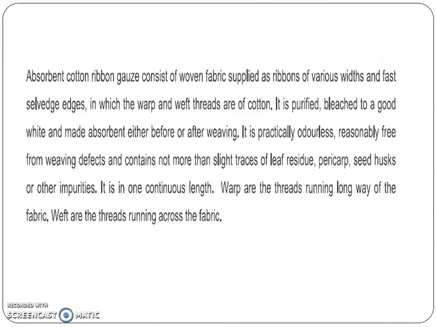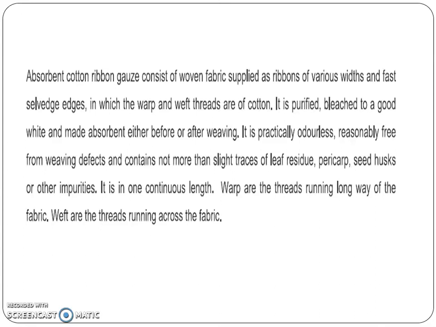Then absorbent cotton ribbon gauze. It consists of woven fabric supplied as a ribbon of various widths and fast selvage edges in which the warp and weft threads are of cotton. It is purified, bleached to a good white and made absorbent either before or after weaving. It is practically odorless, reasonably free from weaving defects, and contains not more than slight traces of leaf residue, pericarp, seed husk, or other impurities. It is of continuous length warp.